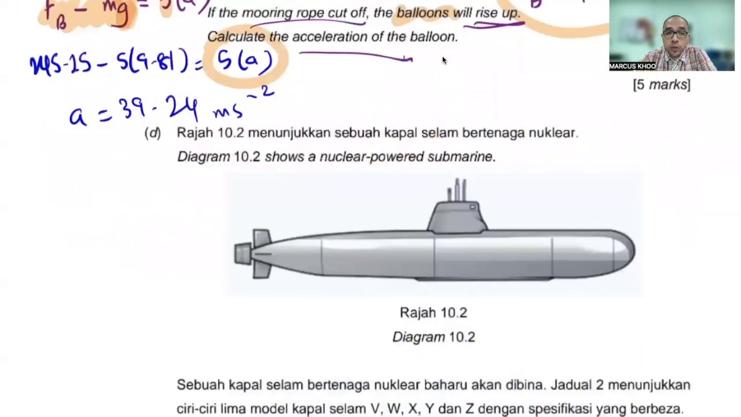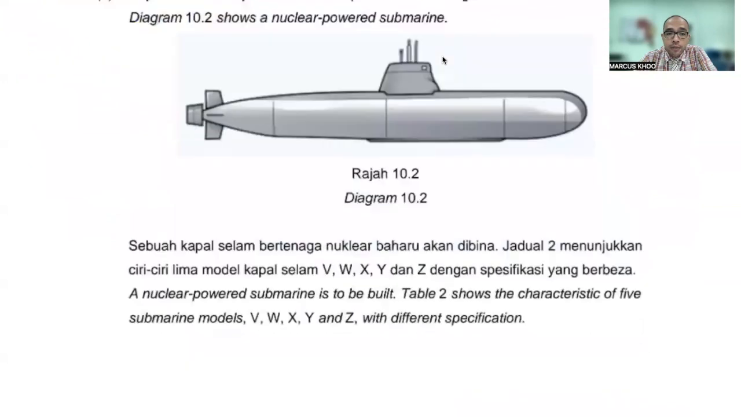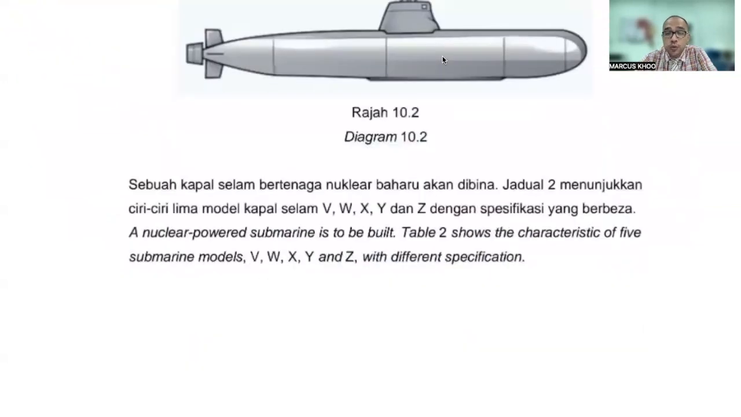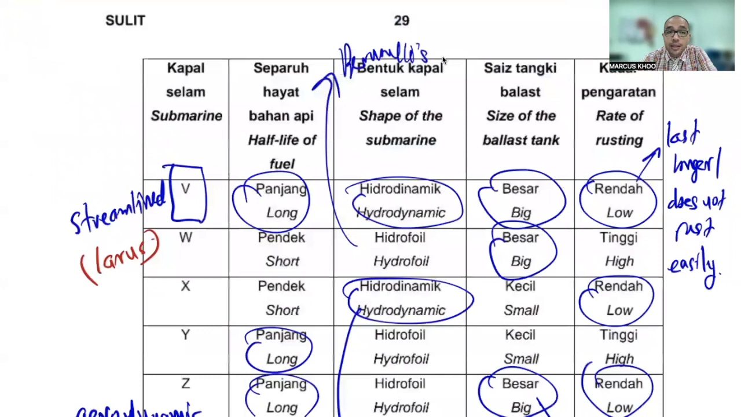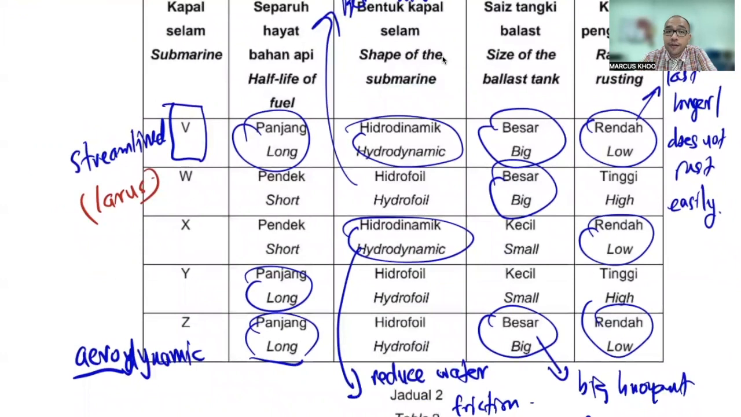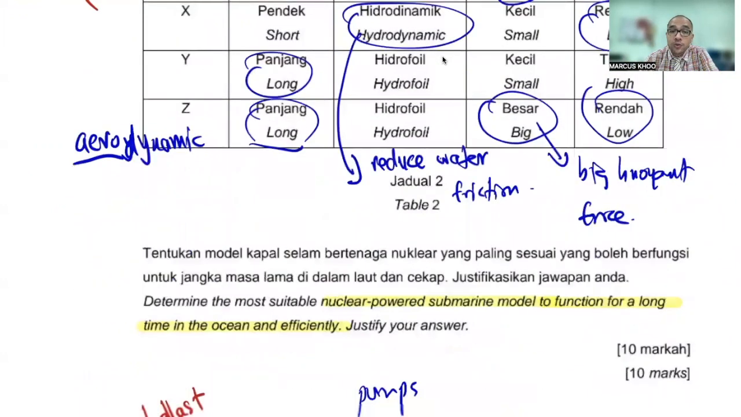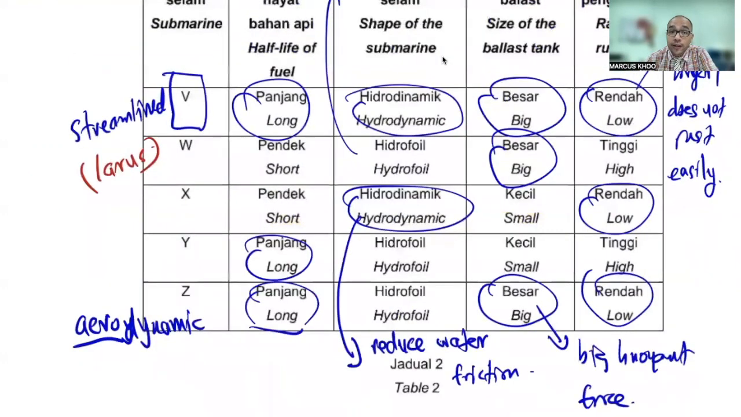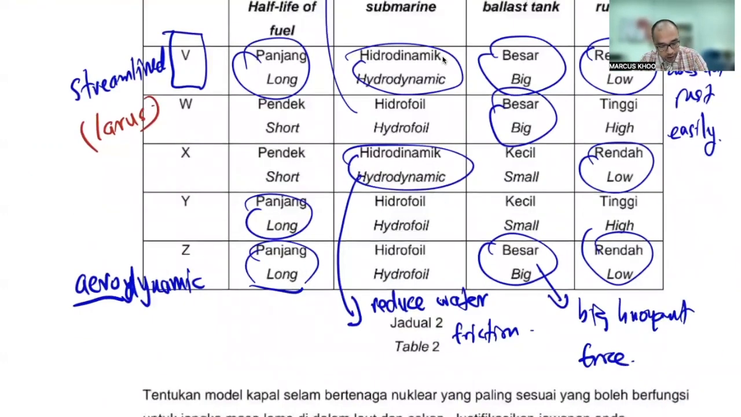Okay, diagram 10.2 shows a nuclear powered submarine. A nuclear powered submarine is to be built, table 2. So of course you want to analyze the table lah. The half-life of the fuel should be a long half-life. Usually with a long half-life, the answer will be that you don't have to replace it so often lah. Sorry, it's not written over here. So long half-life. A long half-life means that you don't have to replace so often. It takes a longer time to decay.